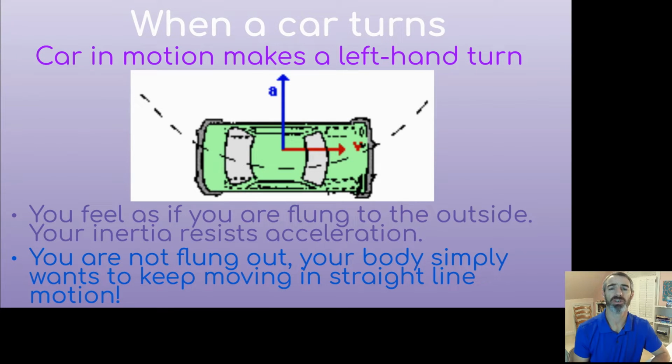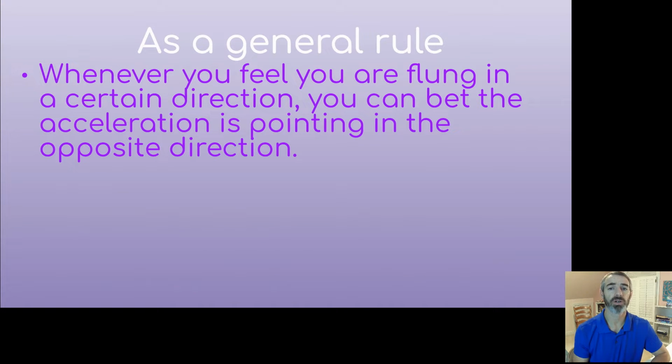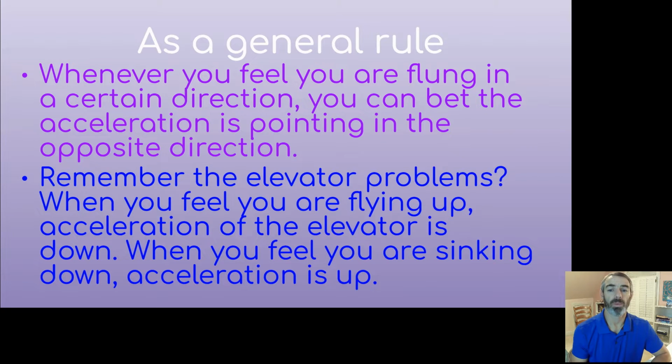So if we look at acceleration as a general rule, relying on your experience, whenever you feel flung in a certain direction, that means the acceleration is pointing in the opposite direction. So we've looked at 3 examples, 2 in linear and 1 in circular. And you might remember we did this with some elevator problems back in the forces unit. When you're flying upward, that means the elevator is accelerating downward. And when you feel like you're sinking down into the floor, that means the acceleration is upward. So relying on your experience to figure out the direction of acceleration.